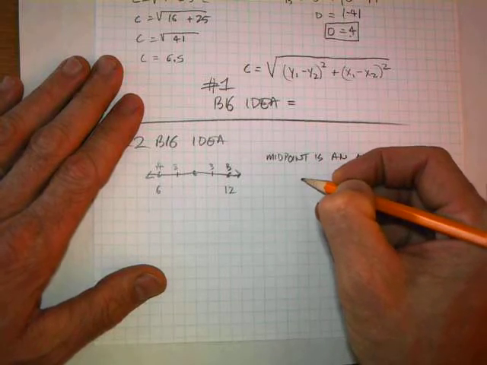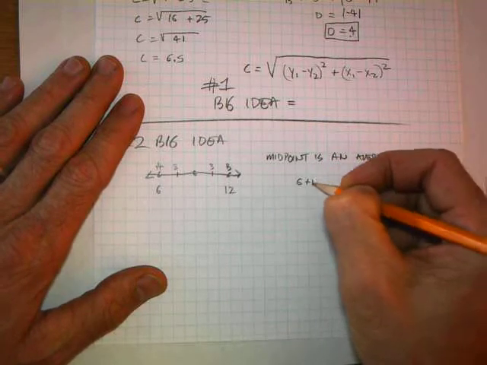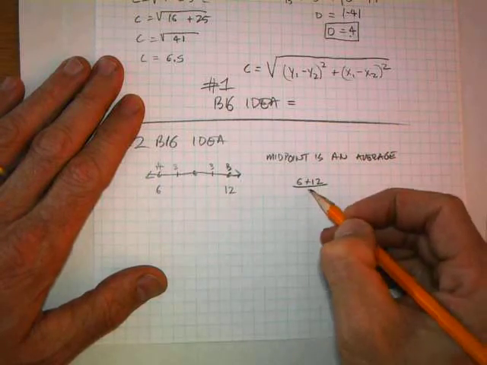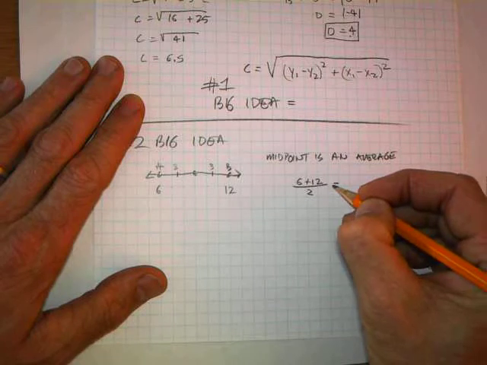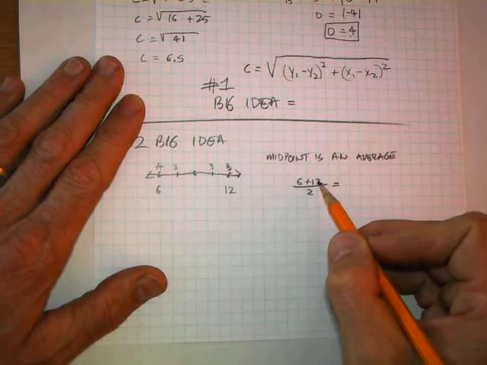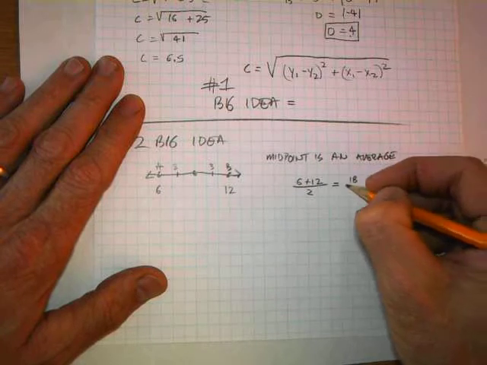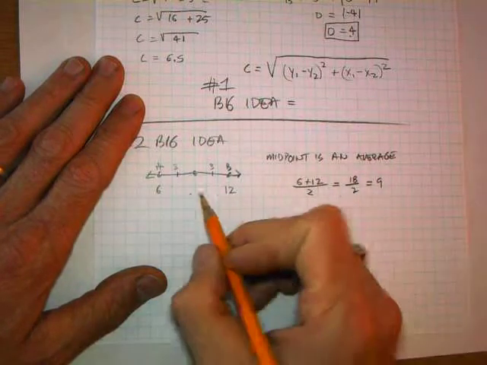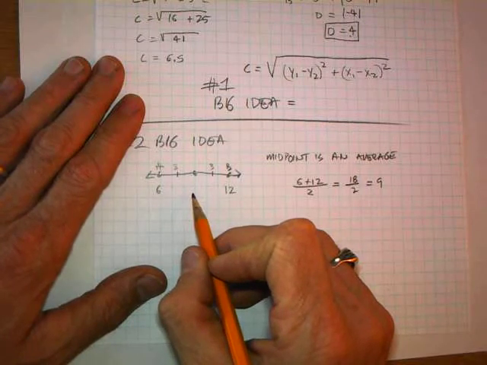You take 6, you add it to 12, and then you divide it by the number of numbers. There's only 2 of them, and there you go. A is 6, B is 12. So we're going to take 6 plus 12, that is 18, divided by 2 is 9. So we're saying that the midpoint is 9 right there.